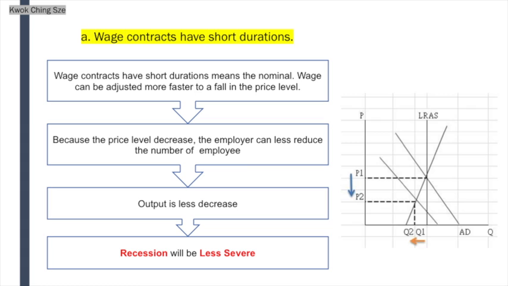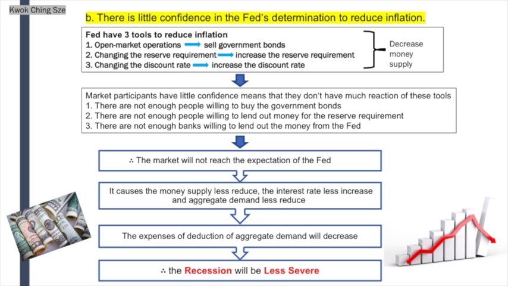Wage contracts having short duration means the nominal wage can be adjusted more quickly to the fall in the price level. Because the price level decreases, the employer can reduce the number of employees less, so the total output is decreased less. Finally, the recession will be less severe.